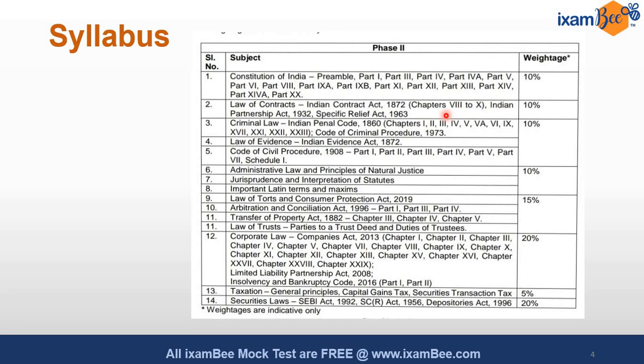Phase 2 के syllabus में कुछ topics हैं जो specifically Phase 2 में add हुए हैं, जैसे कुछ parts है Constitution के जो इस phase में add हुए हैं, Phase 1 में नहीं थे, and कुछ topics trusts, IBC, LLP, taxation, ये सब अभी add हुए हैं. तो ये तो Phase 2 में आपको ध्यान देना ही होगा.